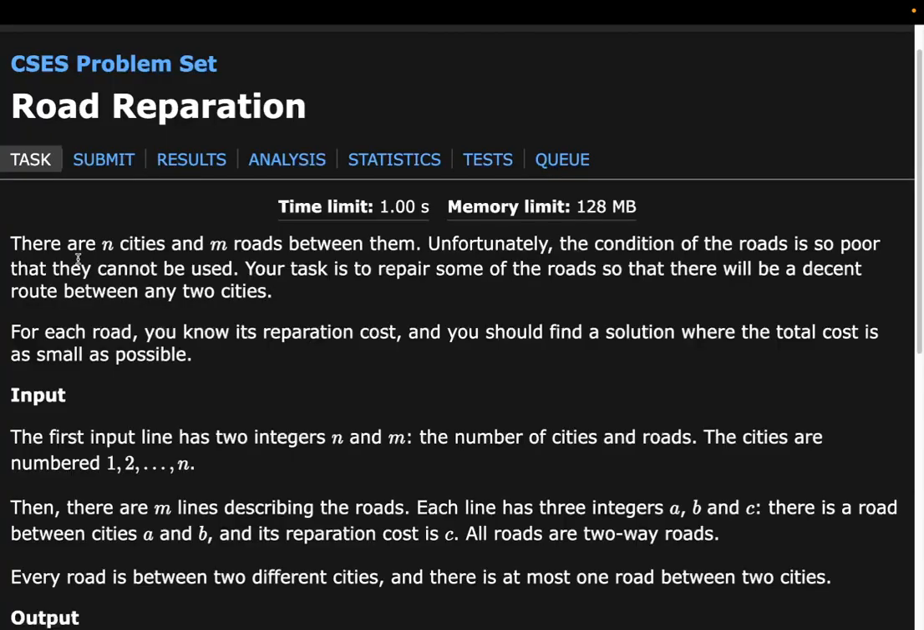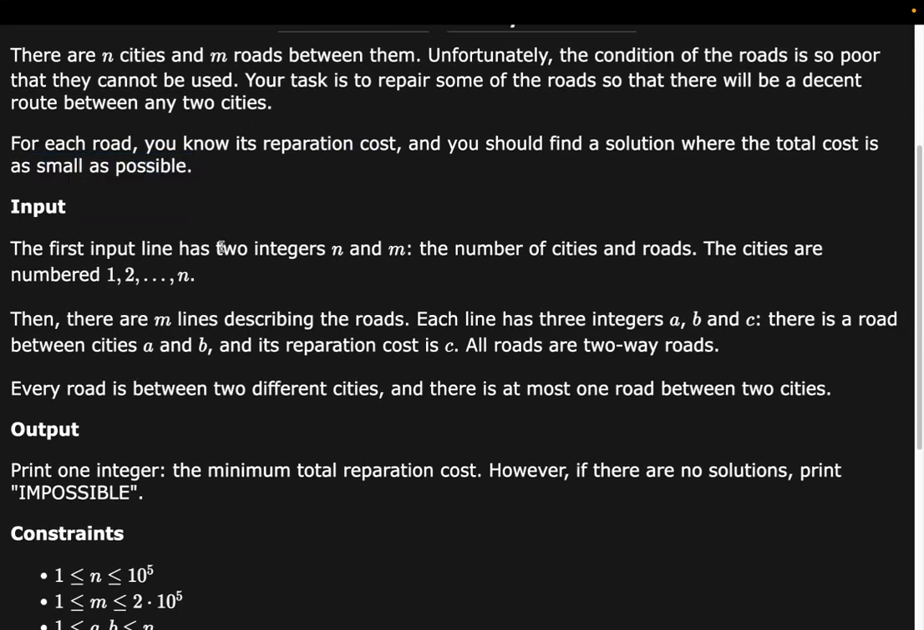There are n cities and m roads between them. Unfortunately, the condition of the roads is so poor that they cannot be used. Your task is to repair some of the roads so that there will be a decent route between any two cities. For each road, you know its reparation cost, and you should find a solution where the total cost is as small as possible. So the first line contains two integers n and m, the number of cities and the roads.